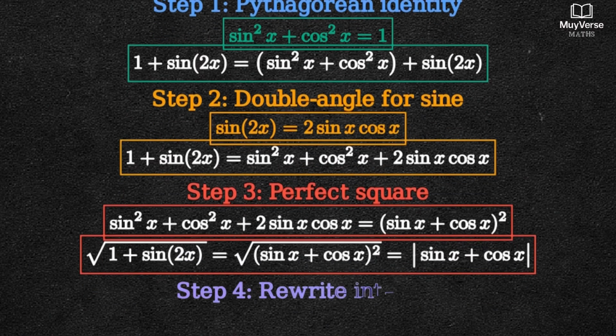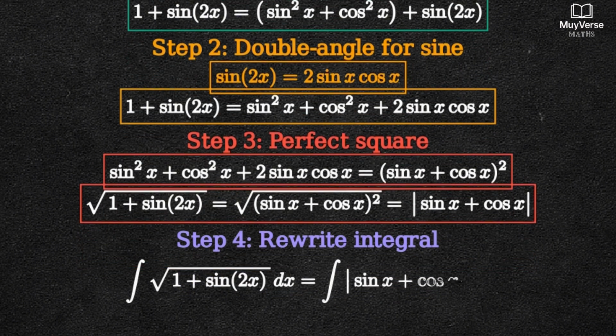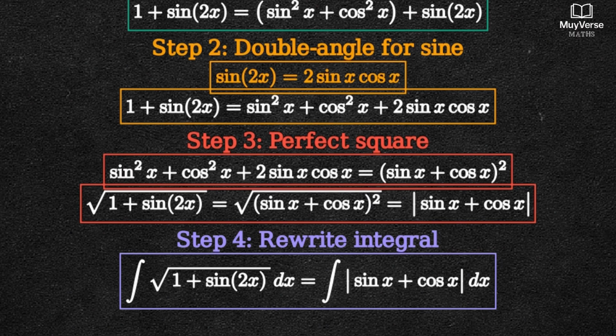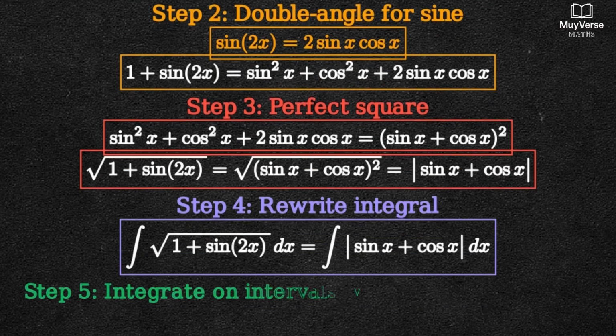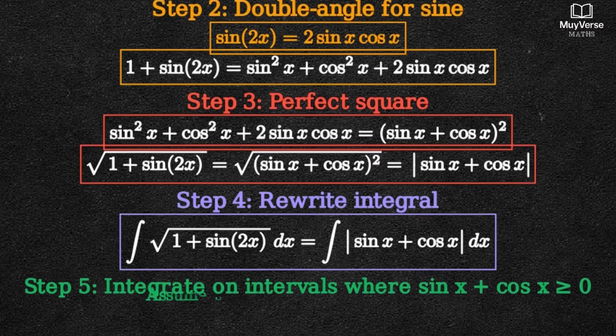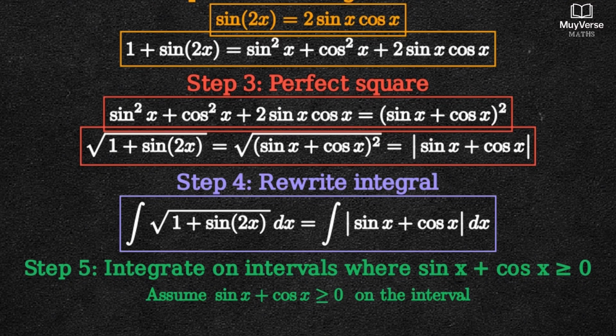Step 4. Rewrite the integral using that simplification. The integral becomes the integral of the absolute value of sine x plus cosine x with respect to x. Step 5. Handle the absolute value. We must consider the sign of sine x plus cosine x. To get a clean antiderivative, we work on any interval where sine x plus cosine x is non-negative. So we assume sine x plus cosine x is greater than or equal to 0 on our interval. Then the absolute value drops.